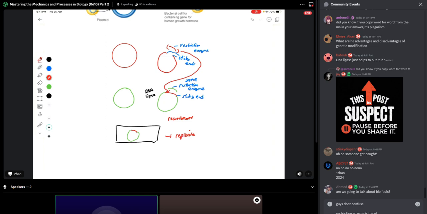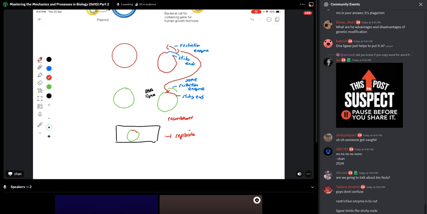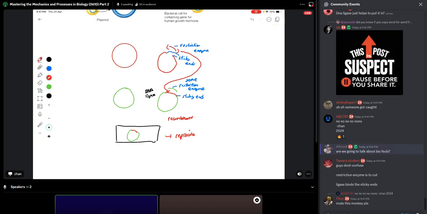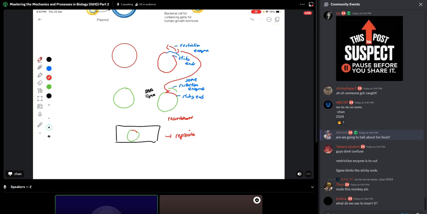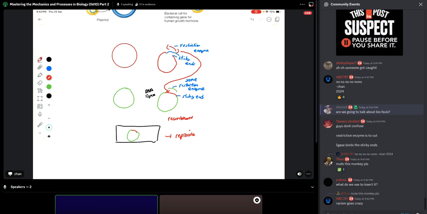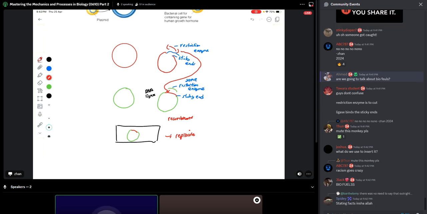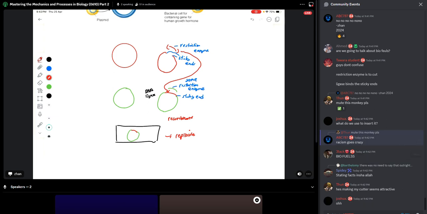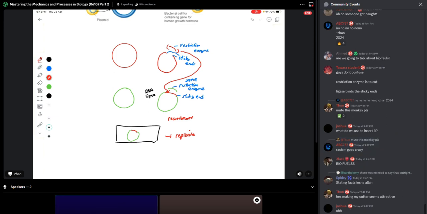Are we going to talk about biofuels? There's nothing much about biofuels. It's a renewable energy. First of all, we use yeast that undergo anaerobic respiration to produce ethanol, something like that. So what do we use to insert it? We use the ligase enzyme to glue the cut human DNA to the bacterial one. Okay, all right, that's it.